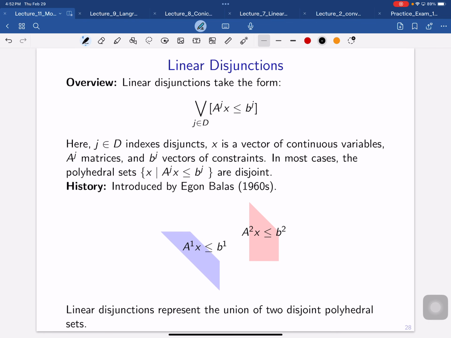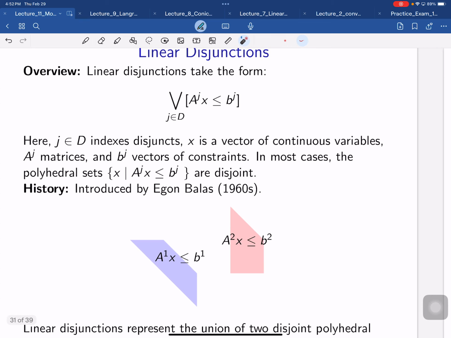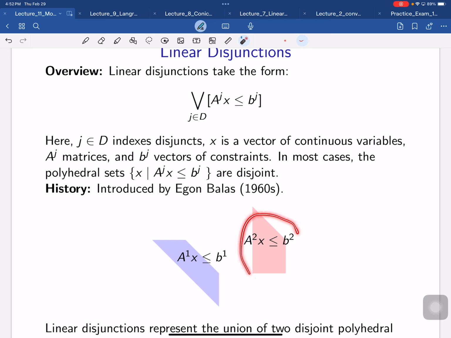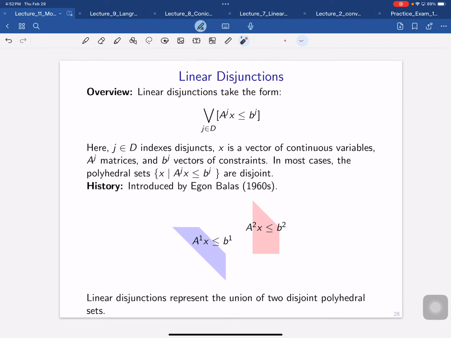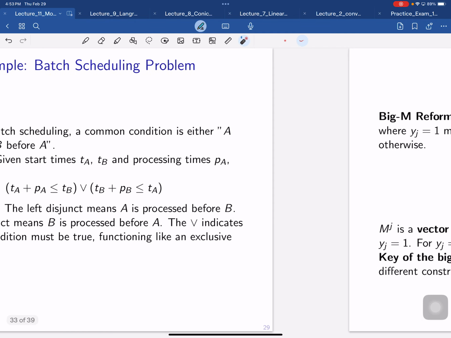So here we talk about linear disjunctions, right? The idea is to have a set that represents a union of two polyhedral sets. As you can see, the linear disjunction can be represented geometrically in this picture. It means either x is in this set or x is in this set. It is called a union of polyhedral sets. And how do we represent that?